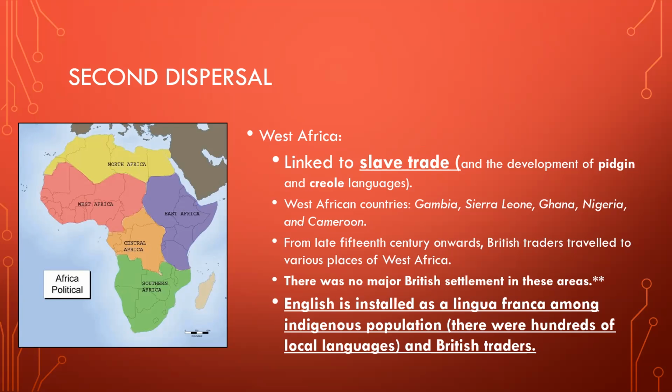From the late 15th century onwards, British traders traveled to various places in West Africa. There was no major British settlement in these areas, however. So they didn't stay there for very long. They did, but their influence wasn't as felt as in other areas, right? So English in these contexts, West Africa, was installed as a lingua franca among the indigenous population. So it was installed as a bridge language. There were hundreds of local languages and British traders.